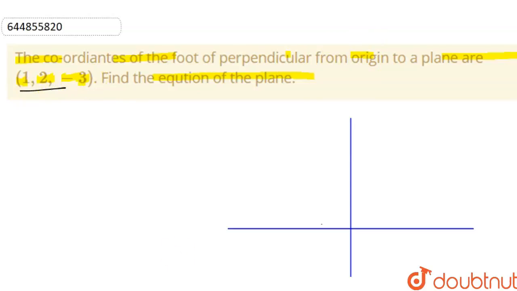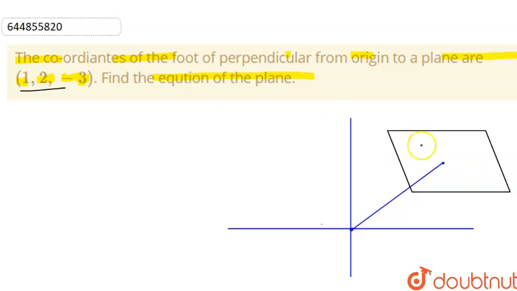That means if this is our plane, then the perpendicular from origin to this plane will look like this, and we have been given the point up to which the normal is extending. So this is at 1, 2, -3, and this is at 0, 0, 0. We can say that 1, 2, -3 will lie on the plane. Now let's consider some other point on this plane as x, y, z.